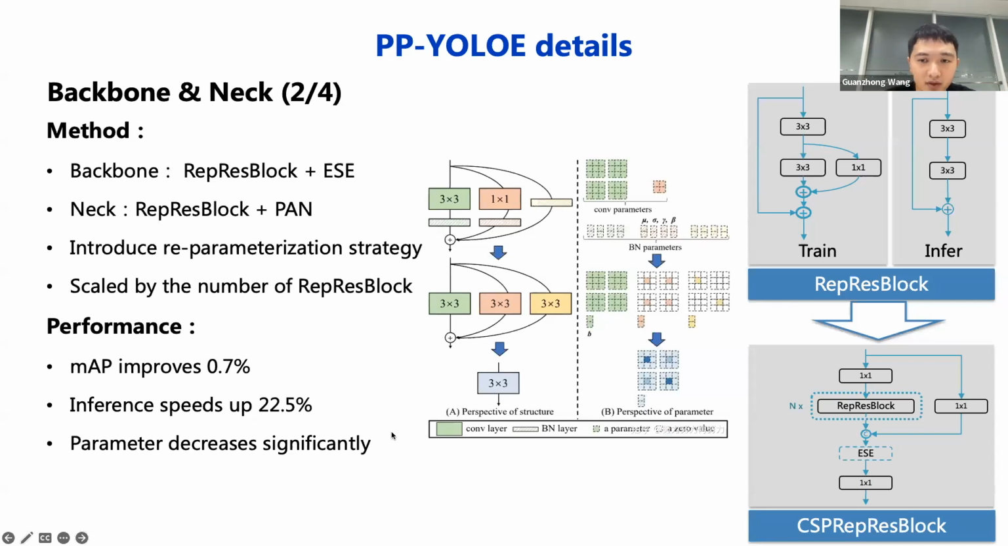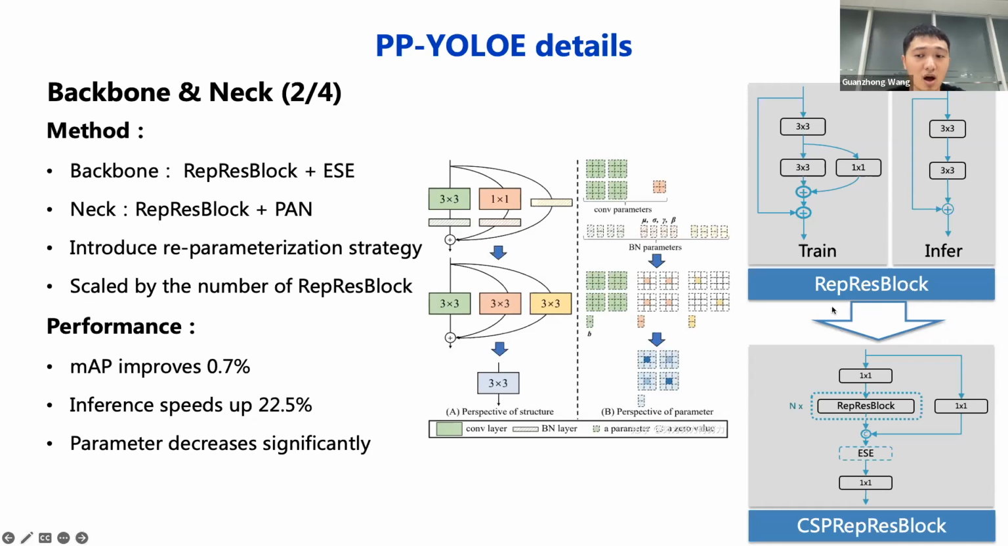Okay, then we optimize the backbone and neck, and we first produced the RES block, combining the advantages of residual connections and dense connections, and avoiding the memory access cost at the same time. And you can see the block originated from the tree block, and we minimized the implementation, retaining the fusion of multi-features from different receptive fields.